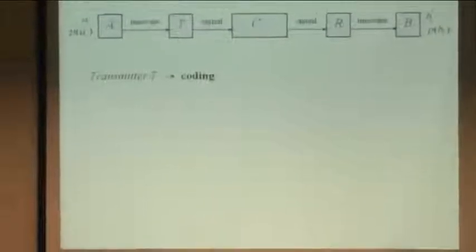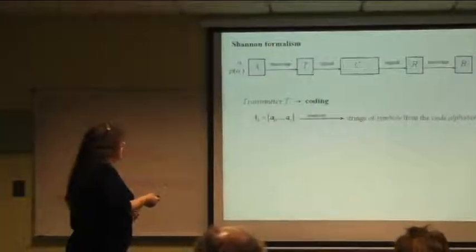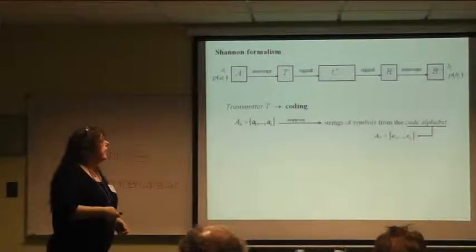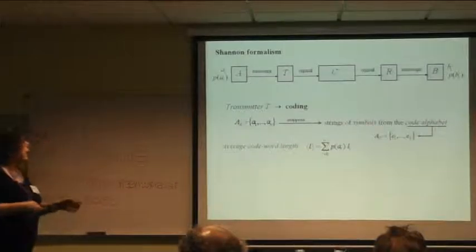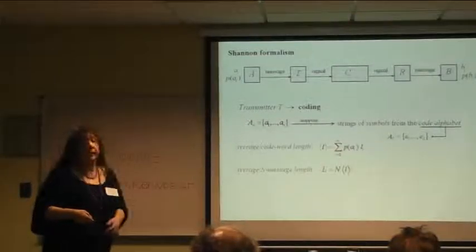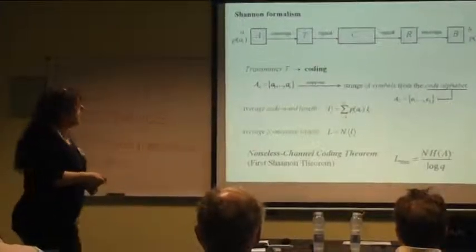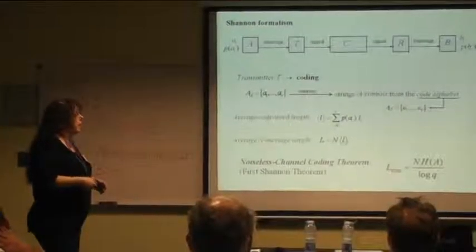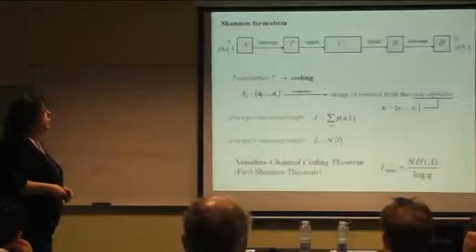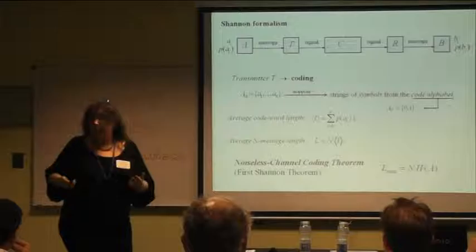In Shannon formalism, we have a transmitter that makes the coding, that is a mapping between the states of the source and strings of symbols from a code alphabet. The average code word length is computed in this way, and we have the average message length also computed in this way, and we know that the first Shannon theorem relates the minimum length of the message to the entropy of the source.